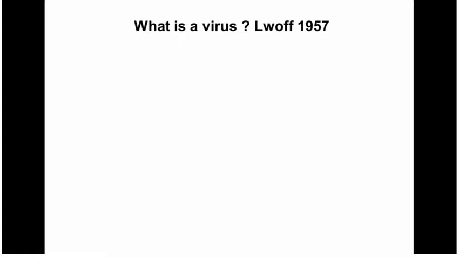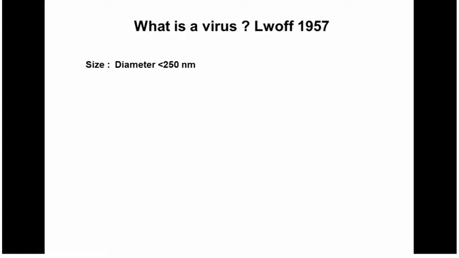So observations accumulated in the 1930s, 1940s about small parasitic bacteria. Are they bacteria? Are they viruses? And so to try and clarify the situation a little bit, Henri Lebœuf in the Pasteur Institute proposed this definition of viruses, or rather a kind of list of characteristics of what makes up a virus. And he tried to put together everything that was known about the biochemistry and the molecular biology of viruses at the time.